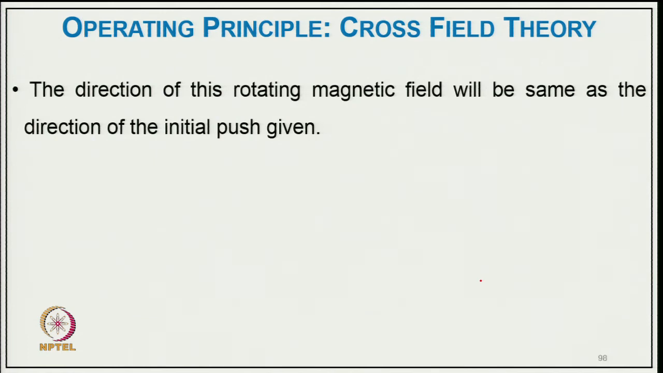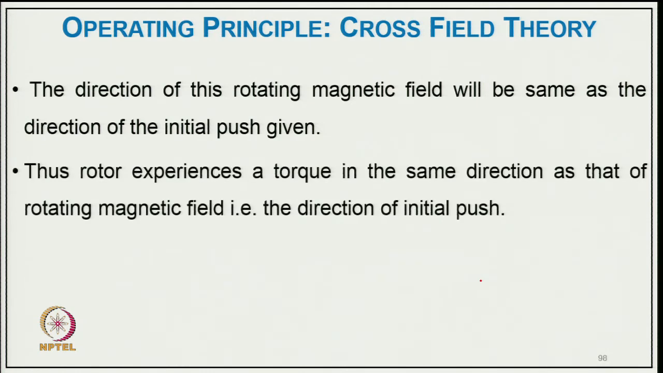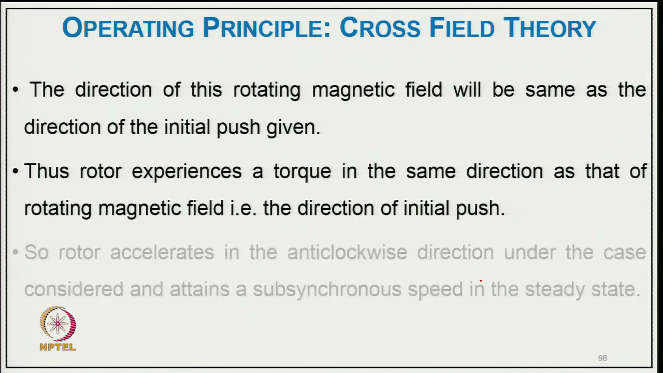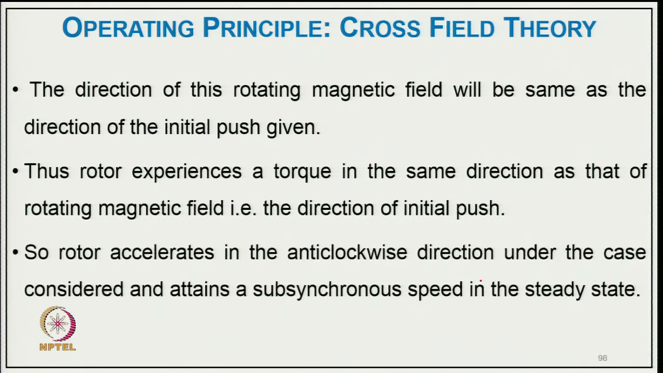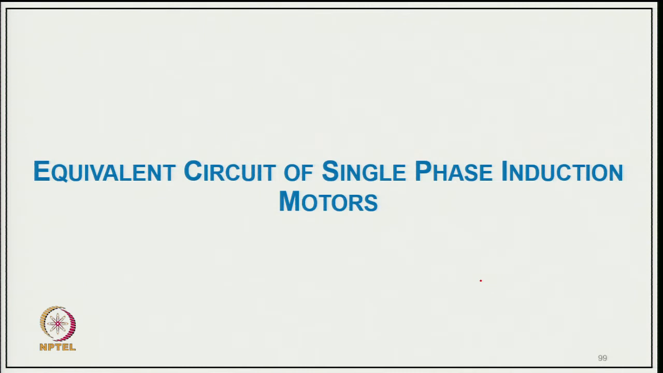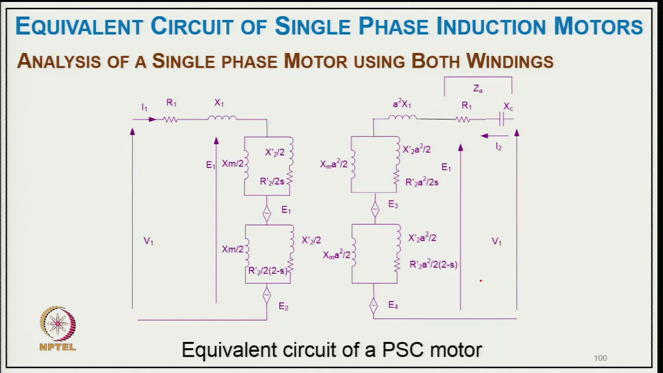The direction of this rotating magnetic field will be the same as the direction of the initial push given. Thus the rotor experiences torque in the same direction as that of the rotating field, which is the direction of the initial push. So, the rotor accelerates in the anti-clockwise direction in the case considered and attains a subsynchronous speed in the steady state.